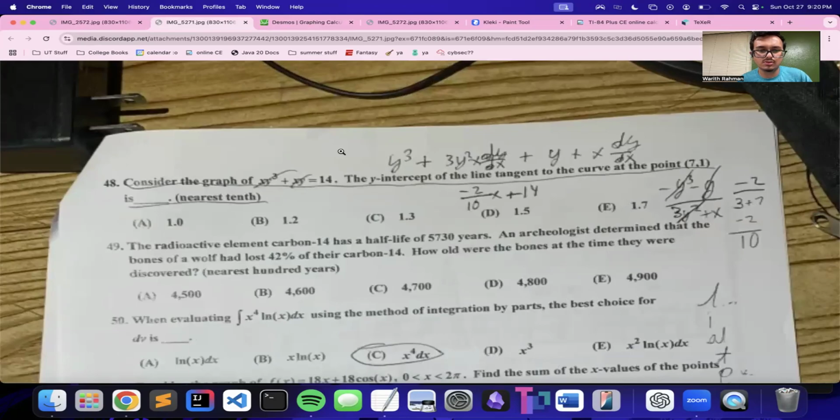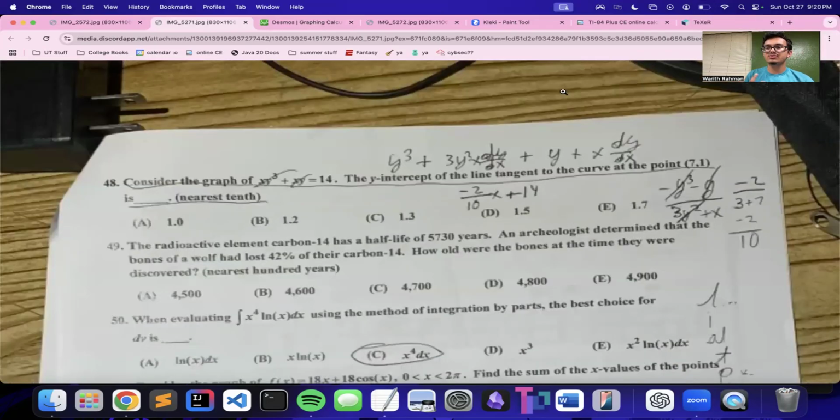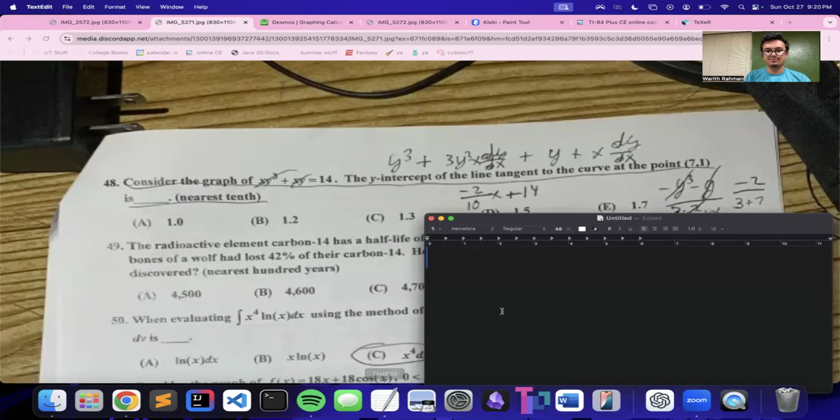Consider this graph, y-intercept of this line. Okay, so yeah, this is just implicit differentiation. For those who don't know, implicit differentiation is basically the idea that we can do normal differentiation, but we have to consider that we don't know dy over dx, the derivative of y with respect to x, aka the slope. So in this case, xy cubed, we use product rule.